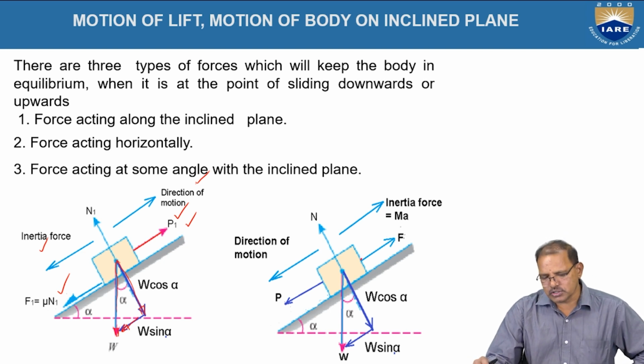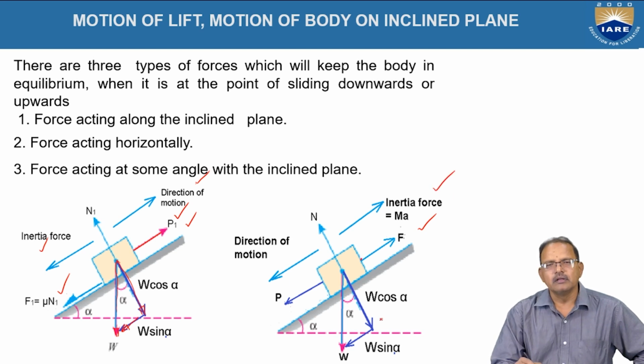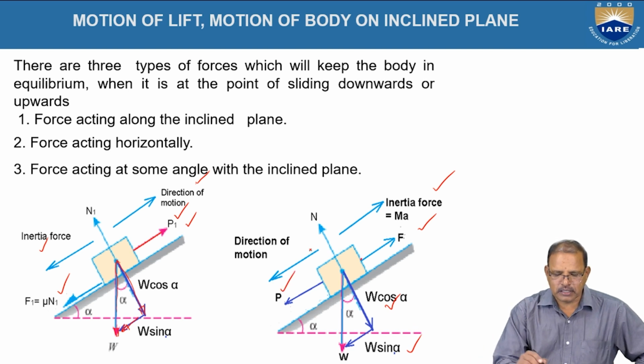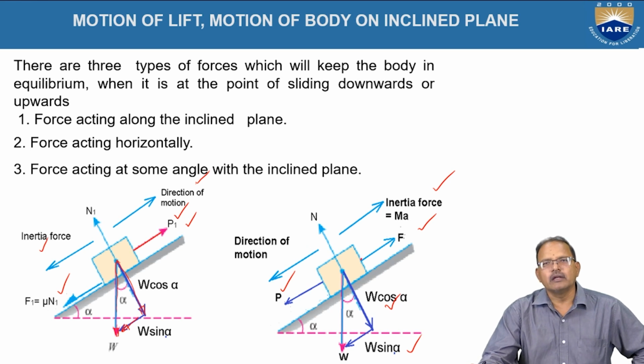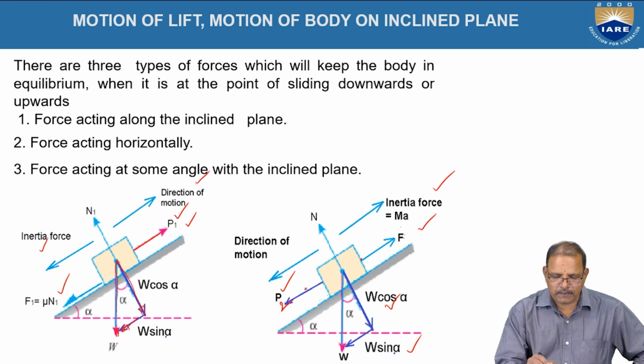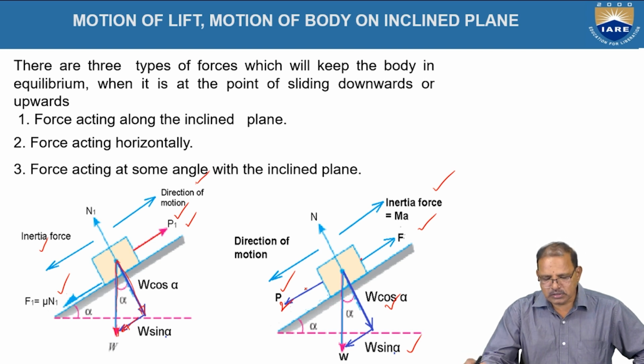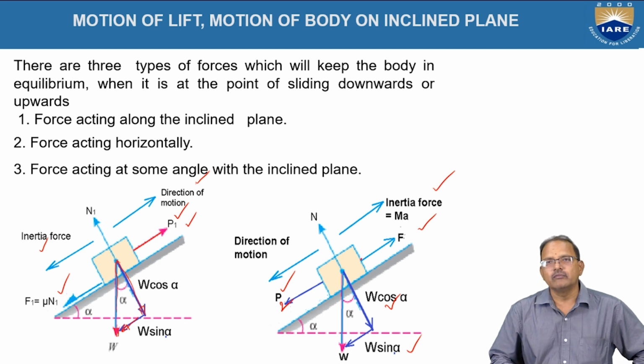Similarly, when the body tends to move in the downward direction, the frictional force acts upward, and the inertia force also acts upward. The weight has a vertical component in the downward direction and a horizontal component toward the left-hand side. Here P is the force applied to the body. Again we can solve these problems by applying D'Alembert's principle to get the minimum force P2 required to move the body in the downward direction.